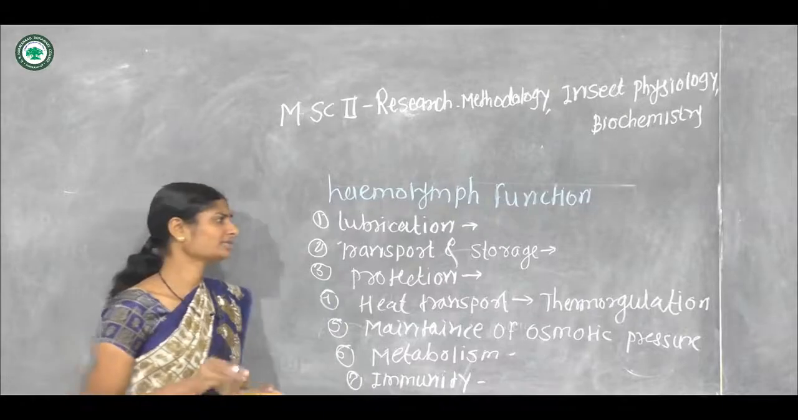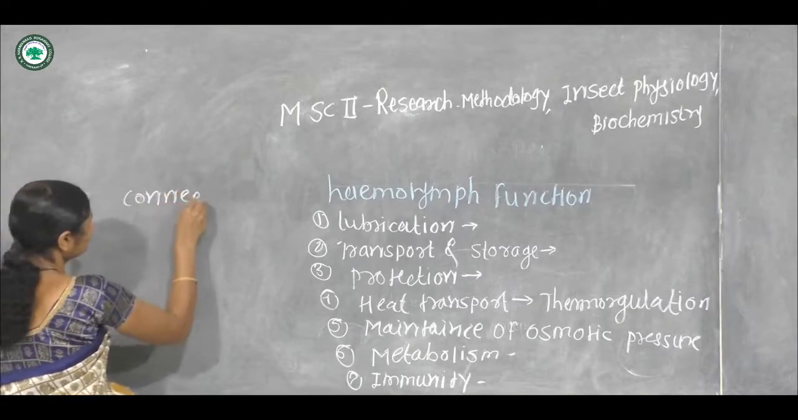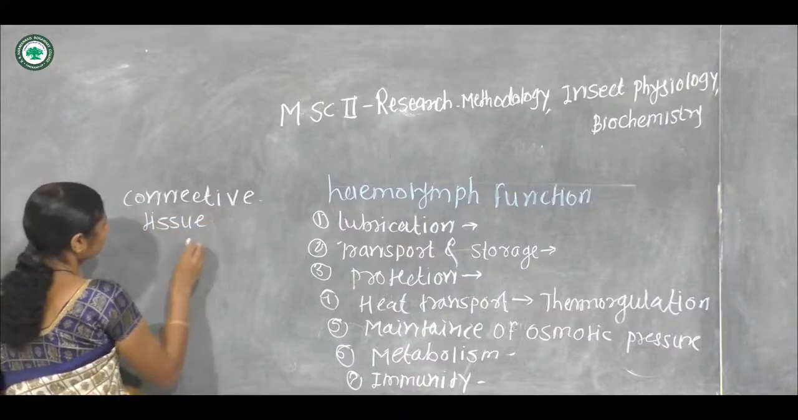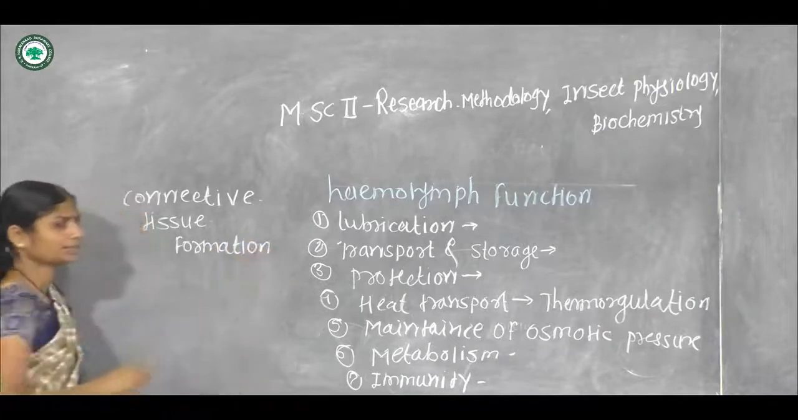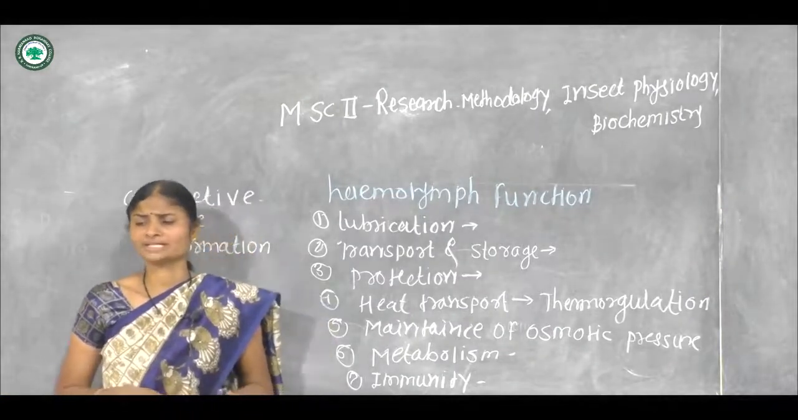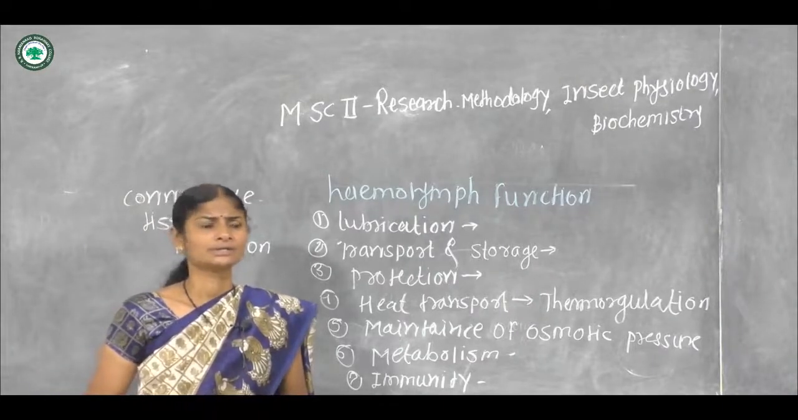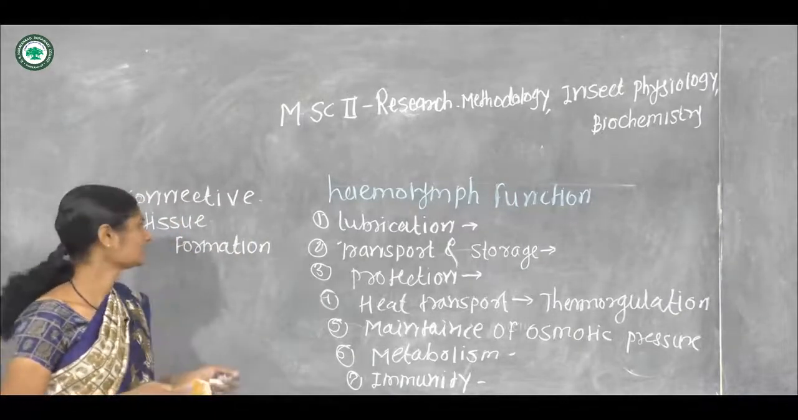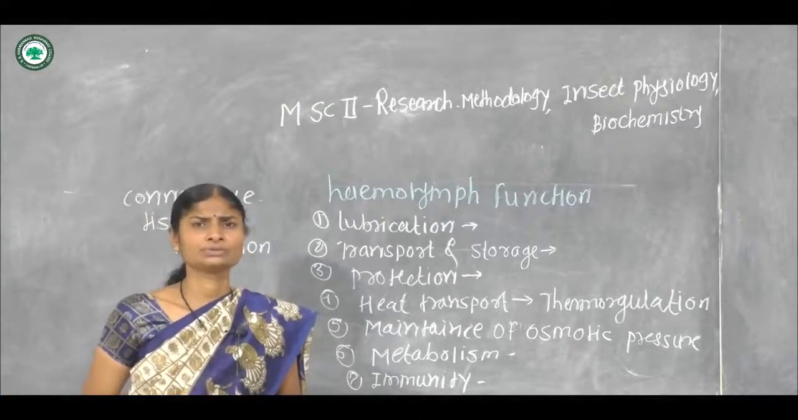And the last point is connective tissue formation. These hemocytes are involved in connective tissue formation, that is, a membranous sheath is produced at the site of wound healing. A membranous sheath is produced, that is, hemocytes are involved in connective tissues.